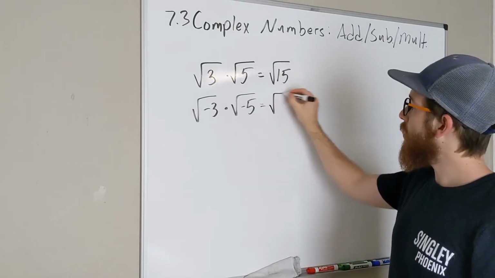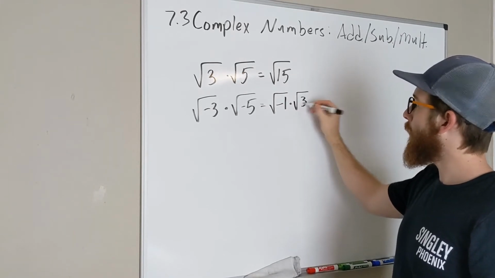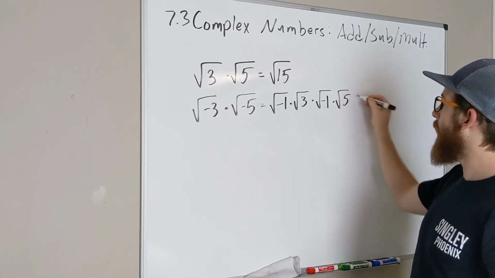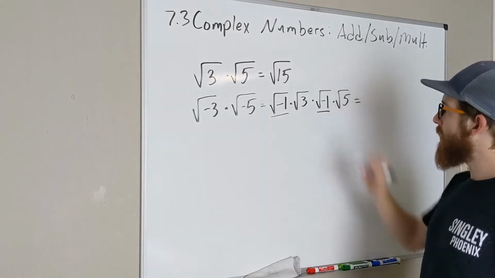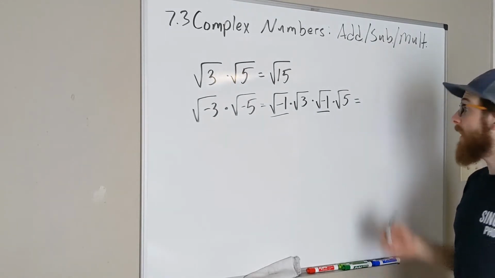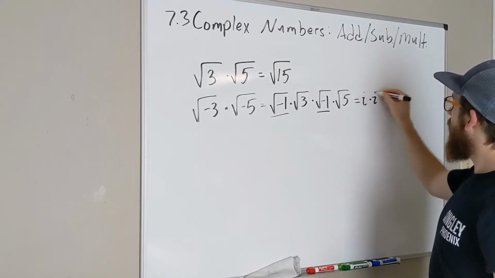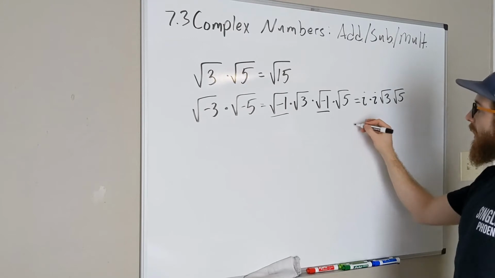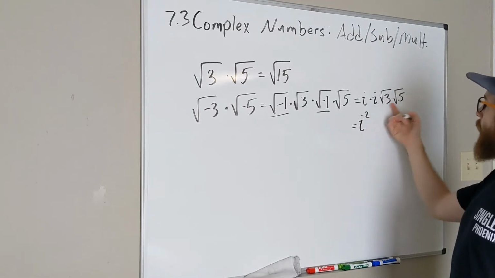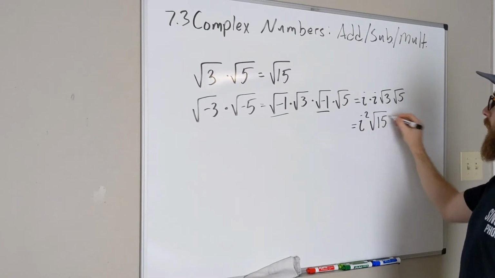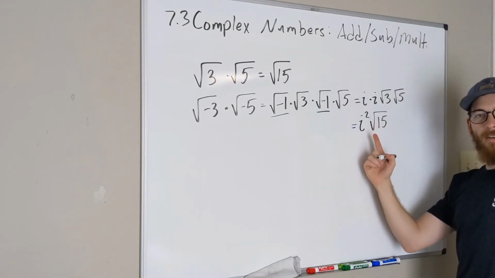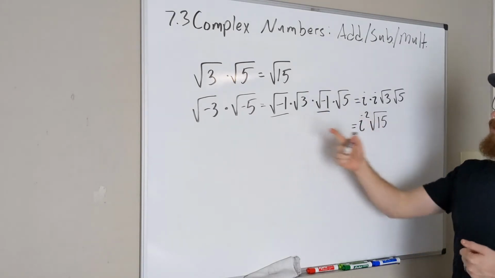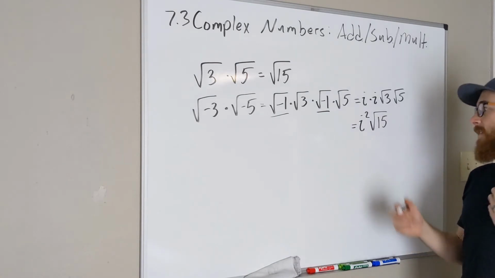So this is really the square root of negative 1 times the square root of 3 times the square root of negative 1 times the square root of 5. What is this piece? What is this piece? They are both i. So that's i times i, square root of 3, square root of 5. What's i times i? That's i squared, times the square root of 15. Now, what is i squared? Well, i squared is i times i, which is the square root of negative 1 times the square root of negative 1. So it's negative 1.